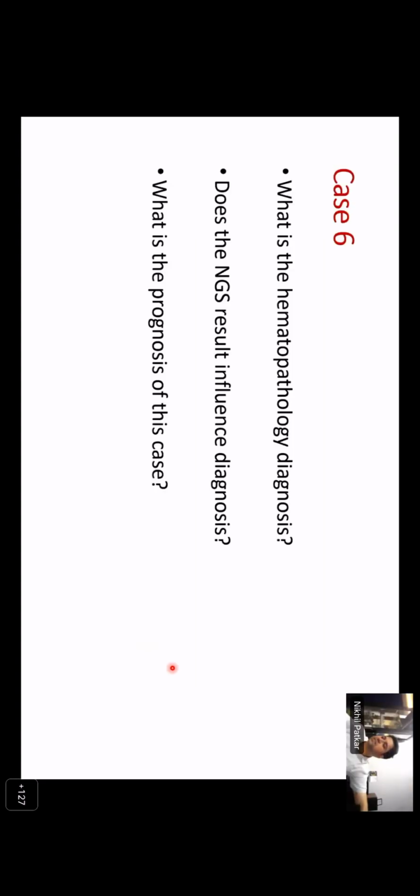So what is the HAEMPAT diagnosis, and does the NGS influence the diagnosis here? This is MDS with increased blasts 2. The NGS result of U2AF1 mutation has a high risk of progression to AML.